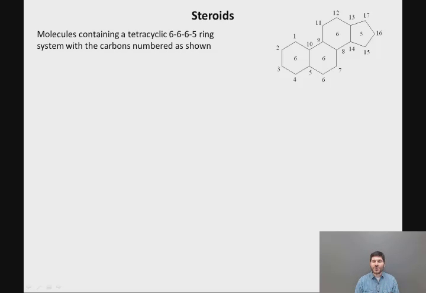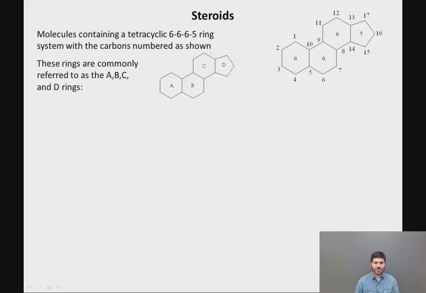And the carbons are numbered as shown, starting with carbon 1 on the left side and ending with carbon 17 on the right side. So you don't actually go completely consecutively around the ring system, but what you're actually doing is numbering the left-hand ring first, then the next ring over, then the next ring over, and then finally the right-hand ring. So these rings are commonly referred to as the A, B, C, and D rings.